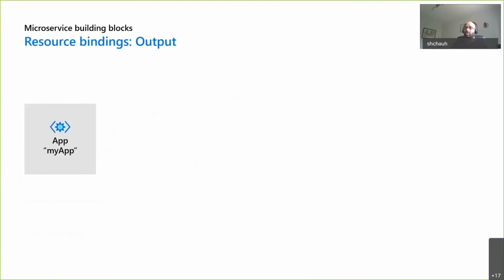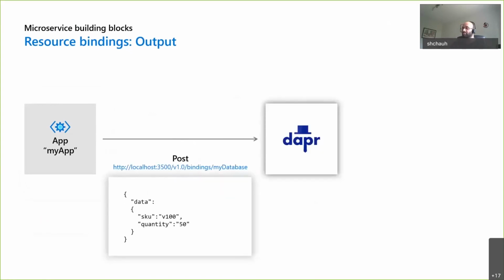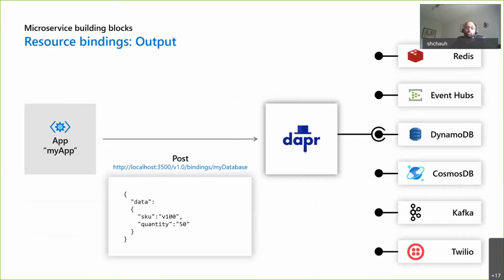and in a similar way, output. I would like services out of my system to also subscribe to events happening inside me. So Dapr gives you functionality of both input and output binding.